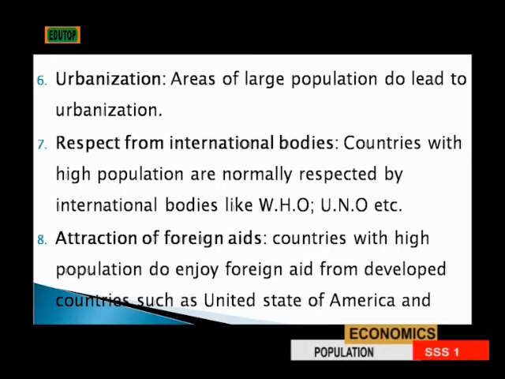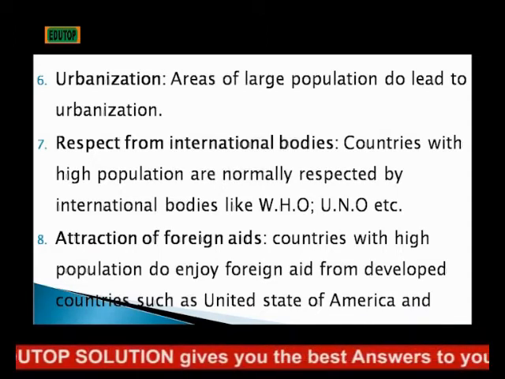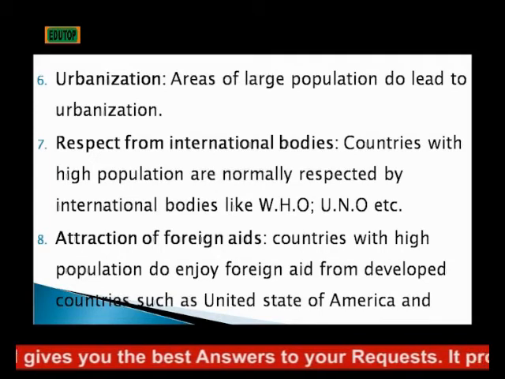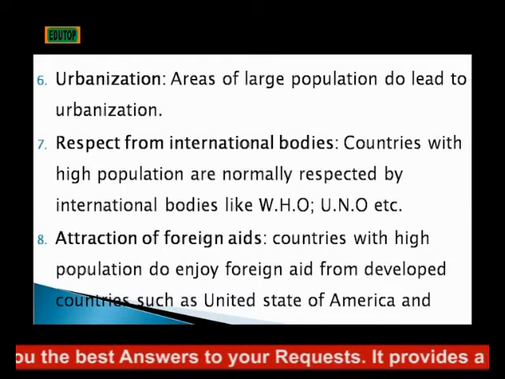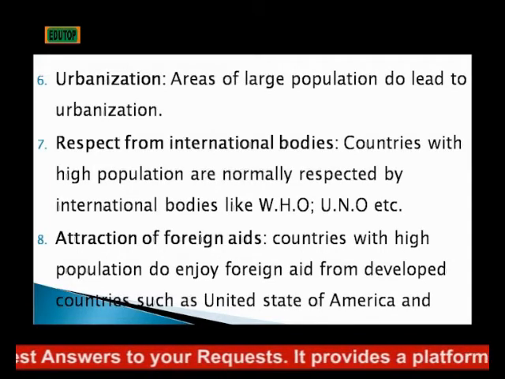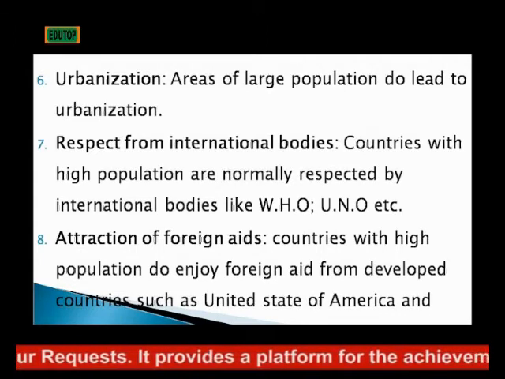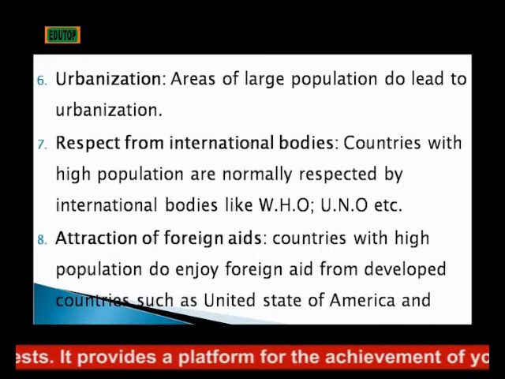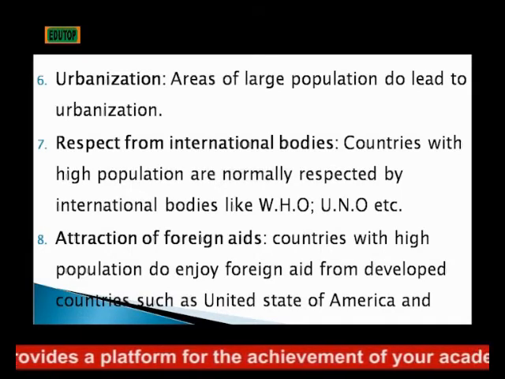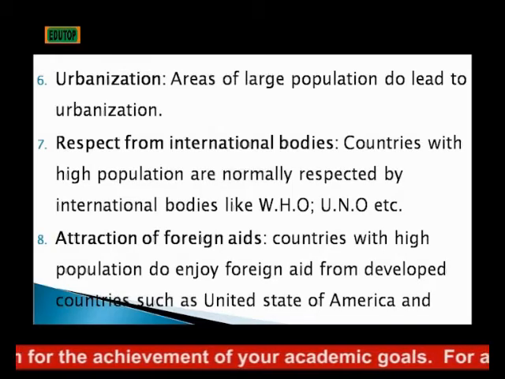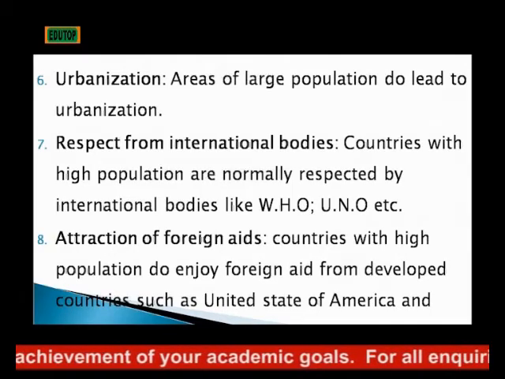And lastly, we have attraction of foreign aids. Countries with high population do enjoy foreign aid from developed countries such as the United States of America, Japan, and Germany. So such countries, especially developing countries that are highly populated like Nigeria, usually enjoy foreign aid from the developed countries.